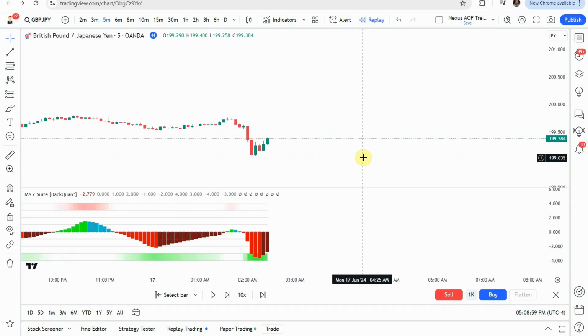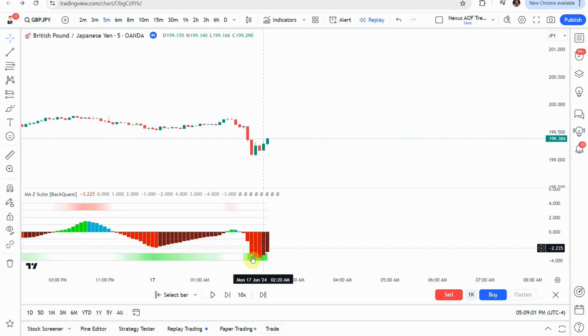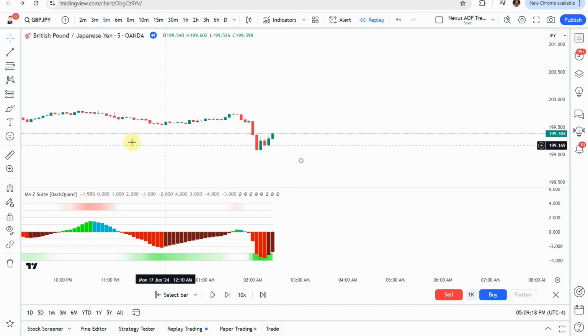And for a long trade, what we're looking for is when the histogram bars spike to the downside like this right here. And then we're looking for them to slowly start creeping their way back up. The first histogram bar to close back on the other side of this lower zone would be our entry point into a long signal right there.